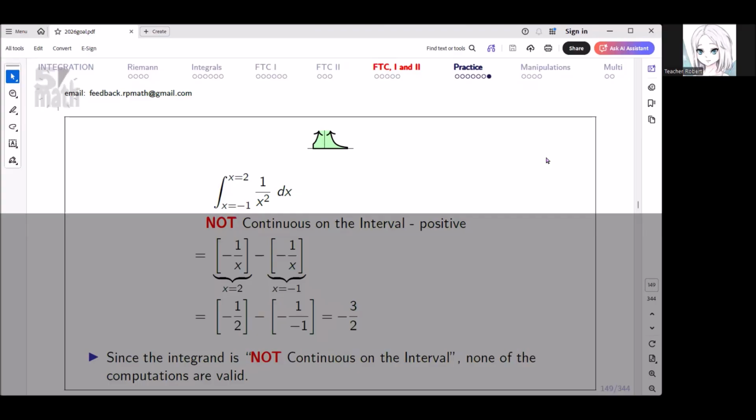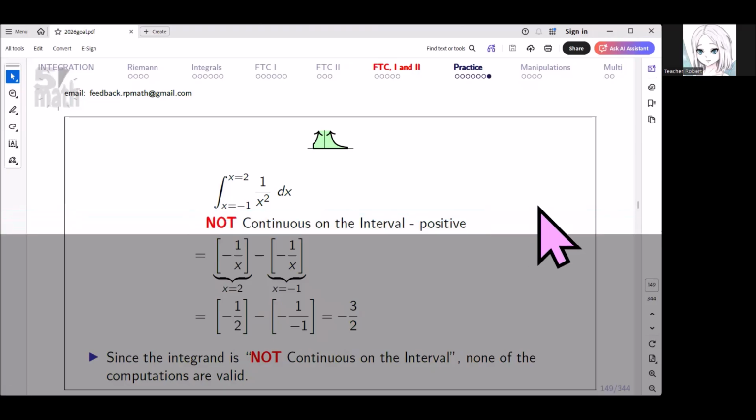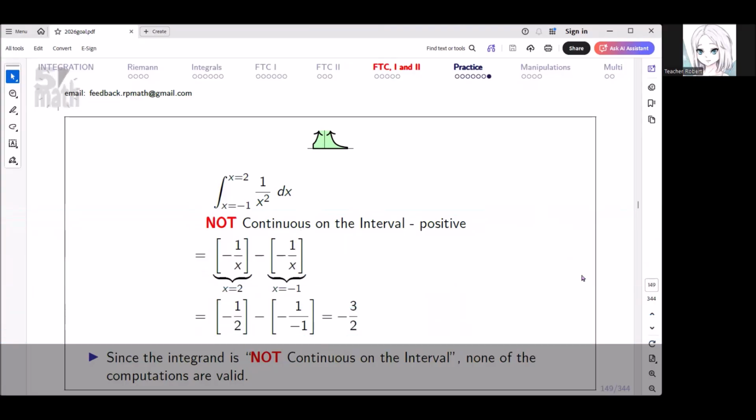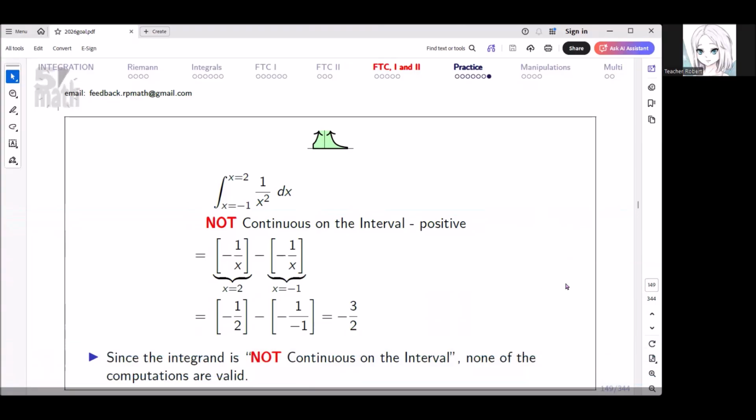The integral from x equals minus 1 to x equals 2 of 1 over x squared dx. It is not continuous on the interval, and we expect positive. We get minus 3 over 2. Since the integrand is not continuous on the interval, none of the computations are valid.